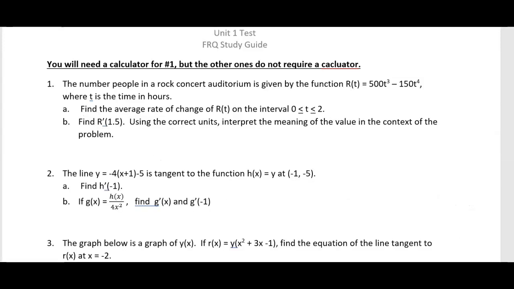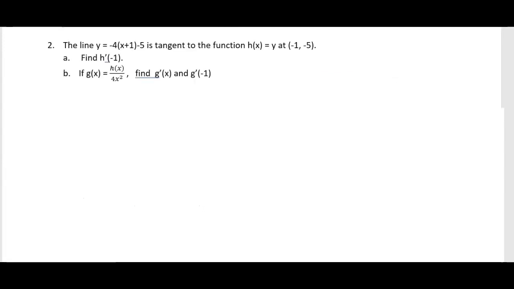All right, let's go ahead and take a look at number 2. Okay, so another type of FRQ that we looked at in this unit. On this one, I'm telling you that the line given here is tangent to this function at this point. That means that this is my slope, -4. This is my x value, but it's the opposite sign because in the formula it's a minus. So my x value is actually -1, as you can see. And this one here is my y value.